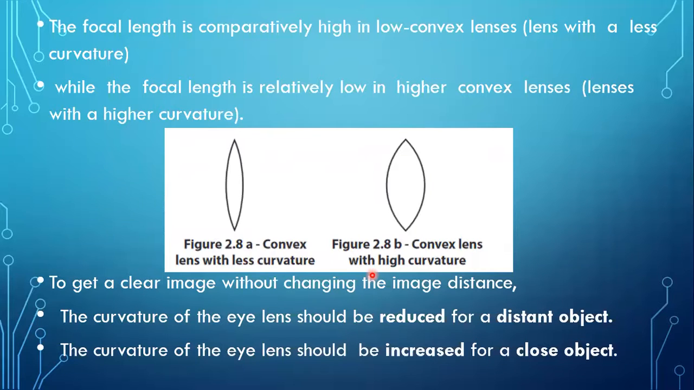The focal length is comparatively high in low convex lenses. Low convex lenses mean lenses with less curvature, while the focal length is relatively low in higher convex lenses. Higher convex lenses mean lenses with higher curvature. Here you can see a lens with less curvature, and a lens with high curvature.